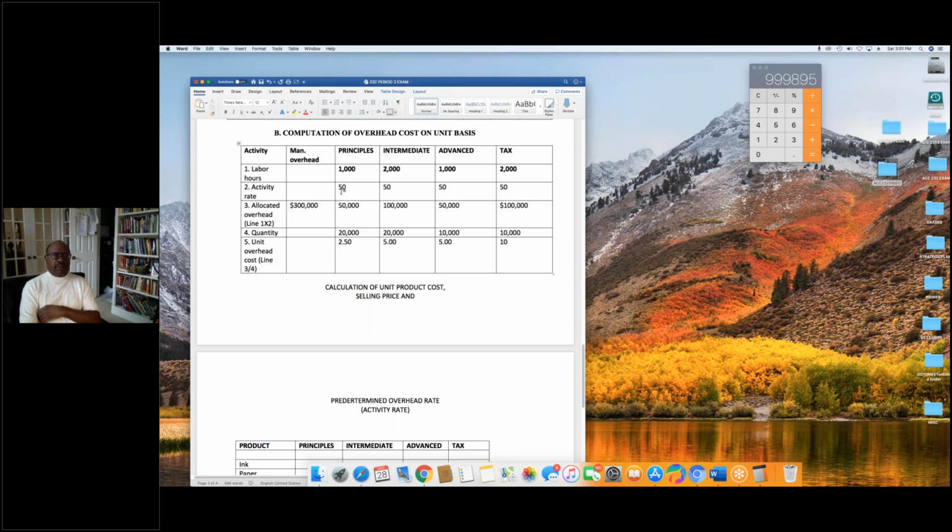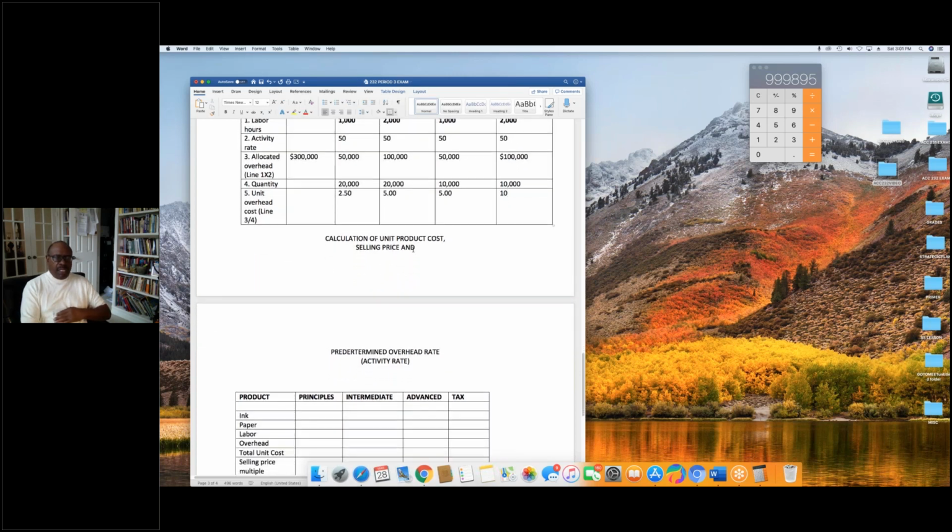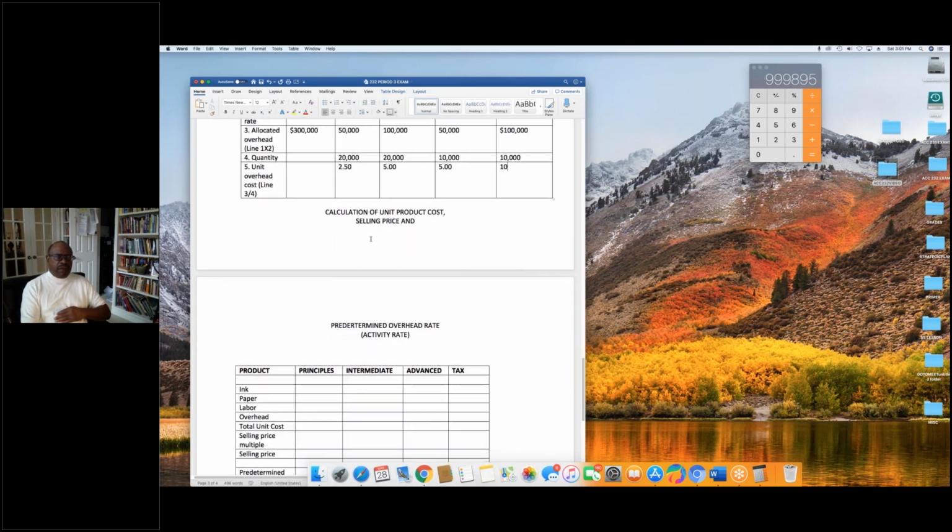Okay, so now we have the unit overhead cost per book. We calculated an activity rate, we multiplied it times the labor hours to get the total overhead allocated. Then we divided by the quantity we are making, so we will come up with the unit overhead cost. So now that we have the unit overhead cost, we're ready to come in here and get the total unit cost. And the total unit cost is simply, we're going to copy our overhead numbers down.